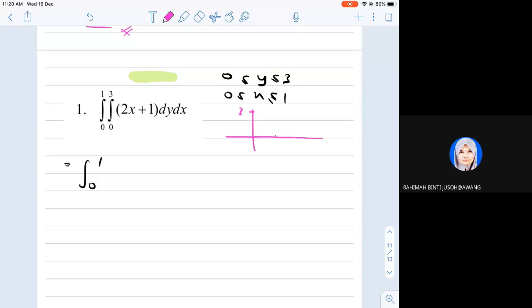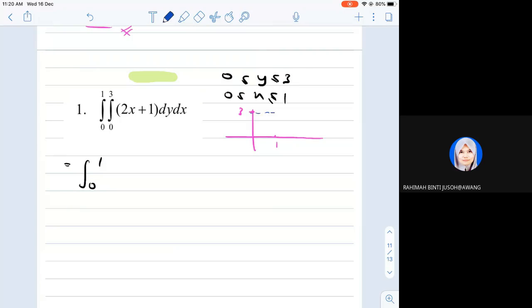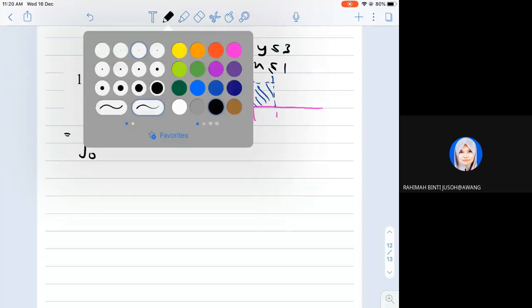Let's say 3, 0 until 1. So your region would be like this. So itu region kita lah. Alright, so let us proceed.